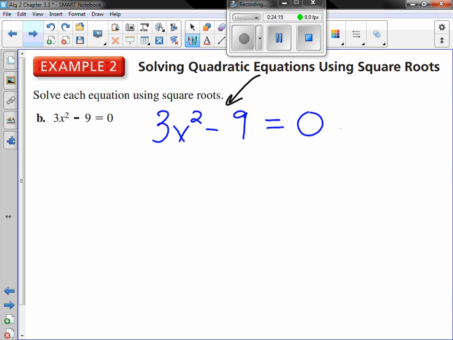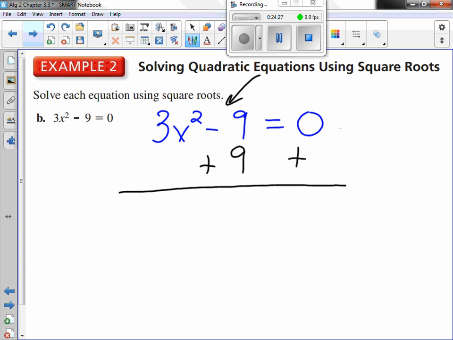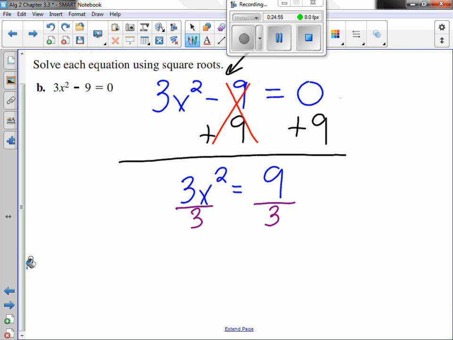So if I use the square root method, I need to get the x squared by itself. And to do that, I'm going to add 9 to both sides. Because when I add 9 to both sides, those will cancel, leaving me with 3x squared on the left-hand side is equal to 9. Now what do we need to do next? We can divide both sides by 3. Which tells us that x squared is equal to 3.